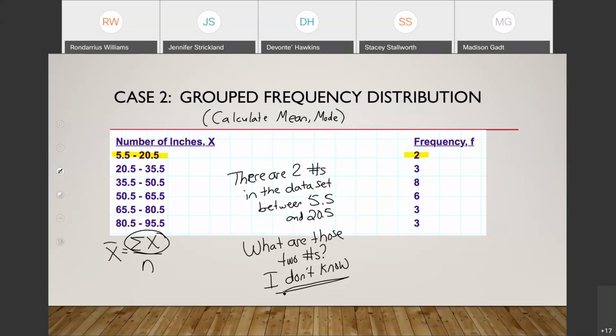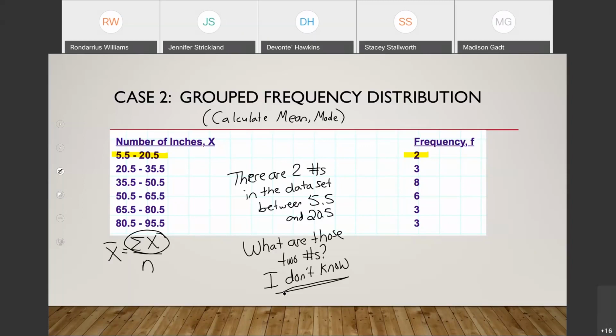So I need to pick something between 5.5 and 20.5, and I'm going to say that the two numbers are that particular value. If I pick something like 6 and said both of my numbers were 6, I would probably fall on the low end. And if I picked, say, 20 and said both of the numbers were 20, I'd probably come out too high, because they're probably not both 20. So what might be a good number to pick between 5.5 and 20.5 for my two values?